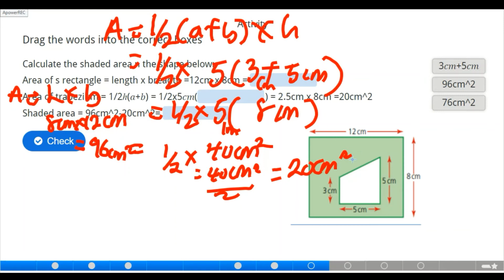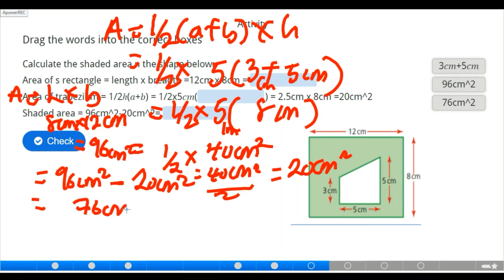Now we want to calculate the area of the shaded part. So that implies that we are going to be subtracting the area of the trapezium from the area of the rectangle. What's the area of the rectangle? That is 96 centimeter square, minus the area of the trapezium, which is 20 centimeter square. 96 minus 20, that is 76 centimeter square. And that is the area of the shaded part.